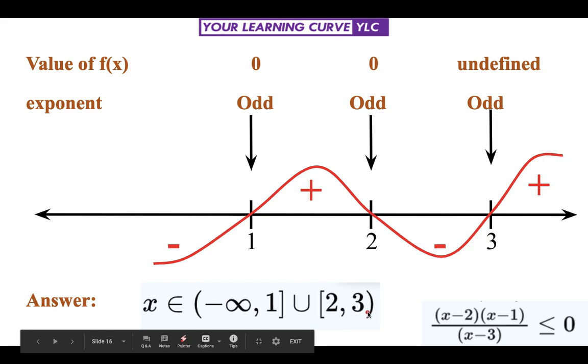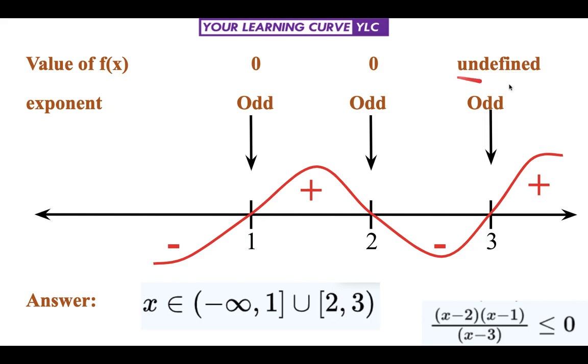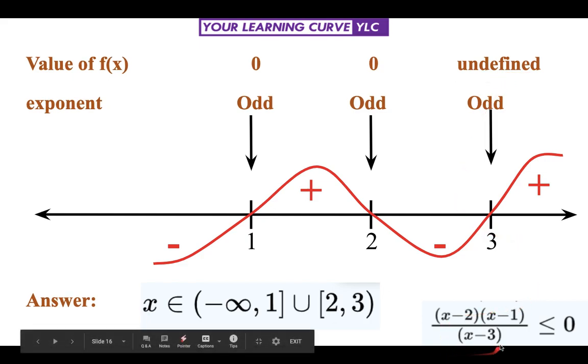Next endpoint is 3. 3 makes this function undefined. The denominator will be 0 if we put x is equal to 3. Hence the function is undefined for 3. We have to exclude this point. So we'll put an open bracket over here. So our answer for this example is x belongs to minus infinity to 1 union 2 to 3.